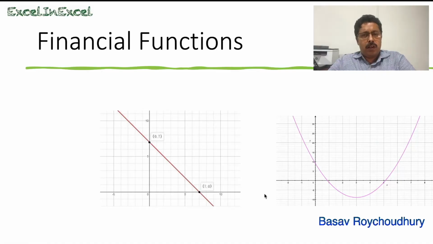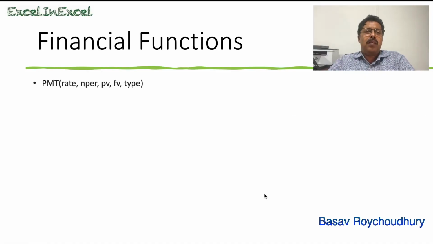So if we have understood all this, now we are in a position to actually work out with the functions. The first function is PMT, which takes rate, NPER, PV, FV and type as arguments. FV and type are optional. I forgot to put those square brackets.